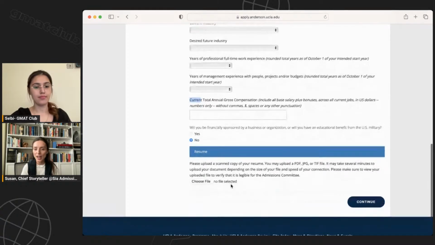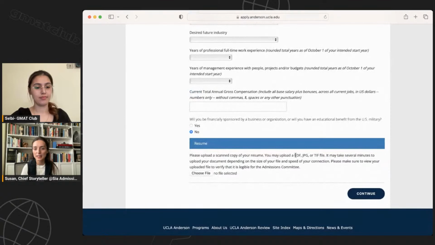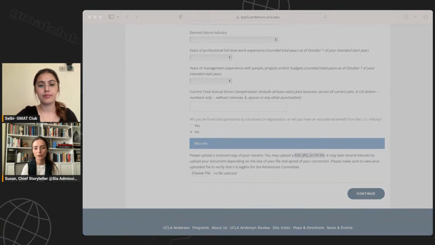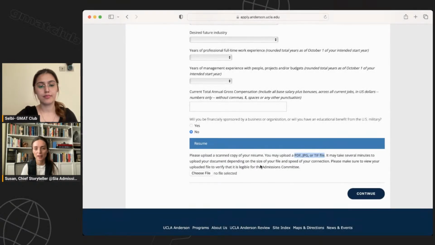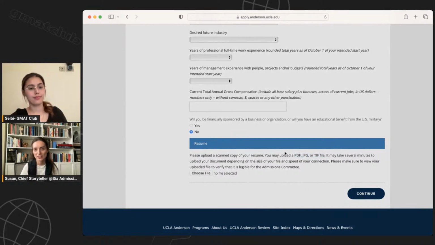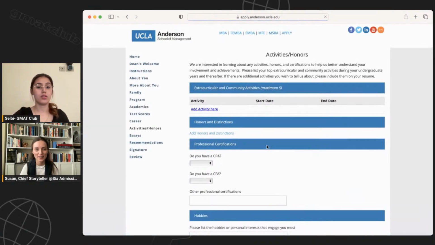Okay, so then you have to upload a PDF or JPEG or TIFF file of your resume. Obviously, make sure that there's no track changes. Make sure that once you worked on it in Word or Google Docs and you convert it to a PDF, just make sure that the formatting remains the same before you actually upload it. Because once you submit, you can't make any changes. Oh, okay. Interesting.